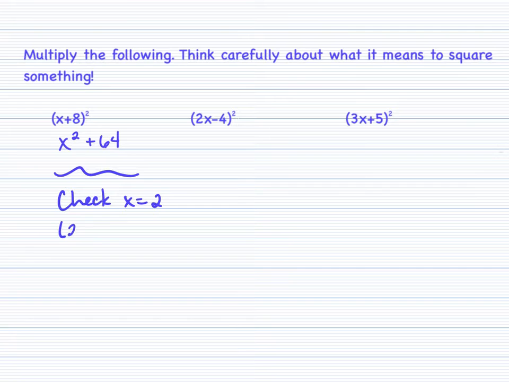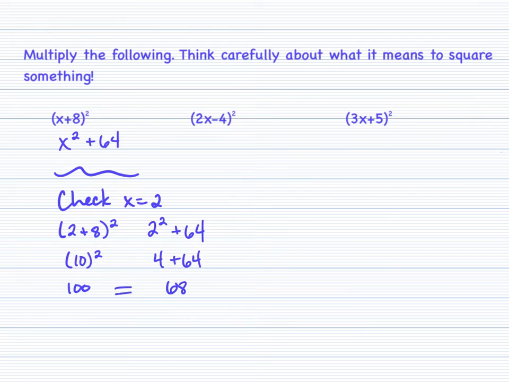So in this case, that would be 2 plus 8 squared, which would give me 10 squared, which would give me 100. In the second case, if these are equivalent statements, that would be 2 squared plus 64, which would be 4 plus 64, which would be 68. Those two are not equal. So this is not correct. You cannot distribute a square into parentheses if you're adding or subtracting anywhere in those parentheses.